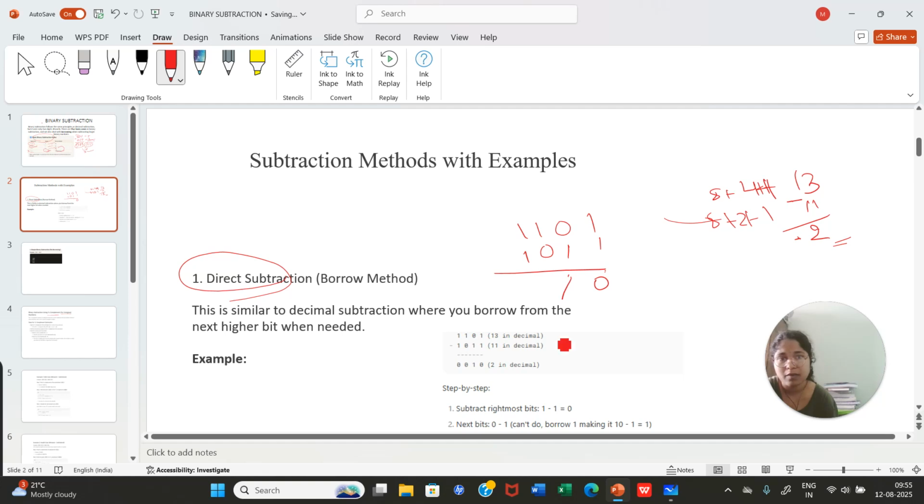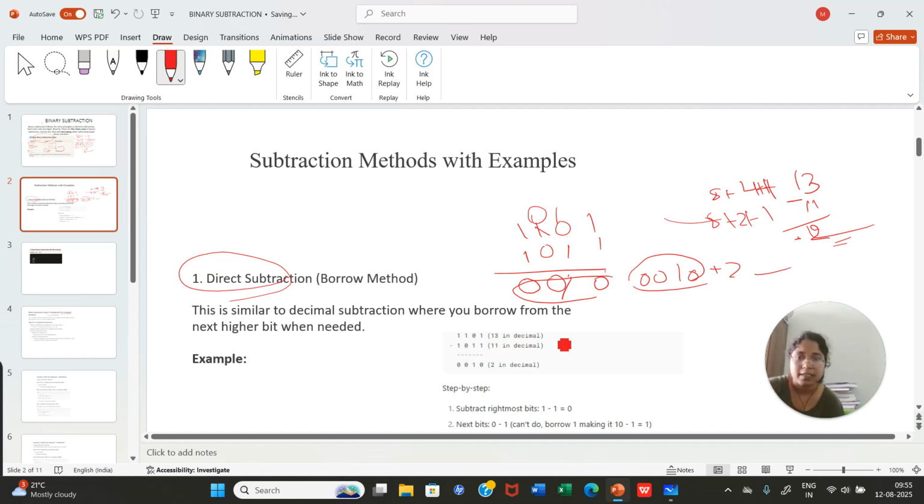0 minus 1 is 1. We took a borrow from here. Now this number is 0. Okay. 0 minus 0 is 0. Next 1 minus 1 is again 0. So what is the answer we got here? 0, 0, 1, 0 is 2. We got the right answer. That is plus 2 we got.